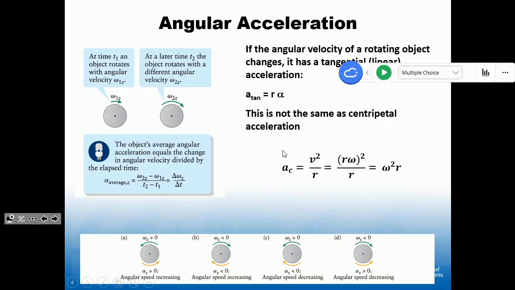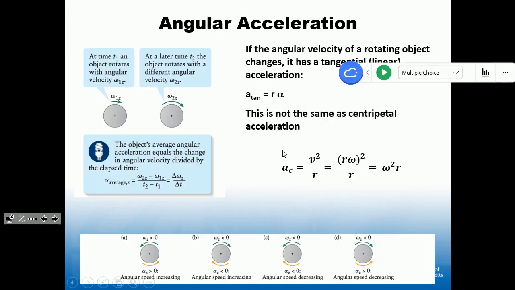Everyone with me so far? But because every single part of this is moving in a circle, it must have centripetal acceleration. It must have an acceleration pointing towards the center of that circle, even when it's spinning in a circle with constant speed. Does that make sense?